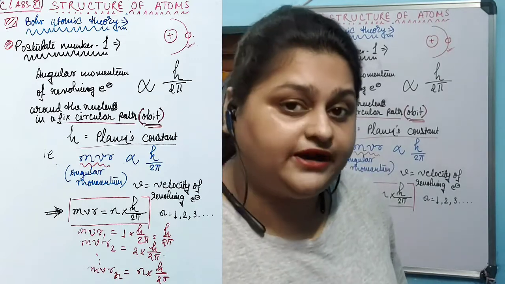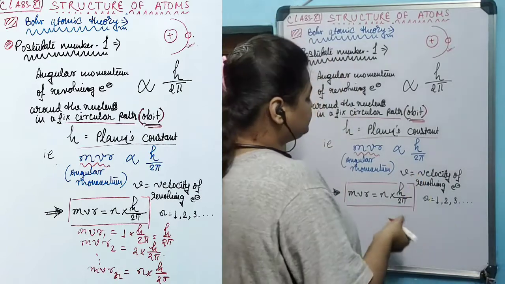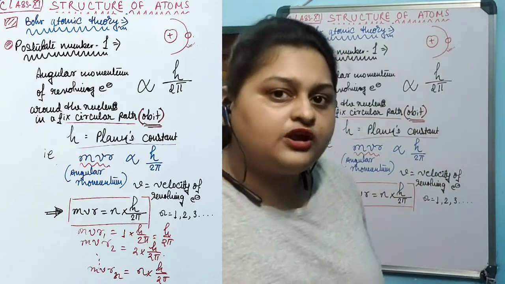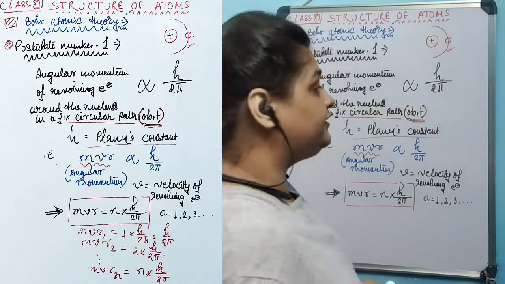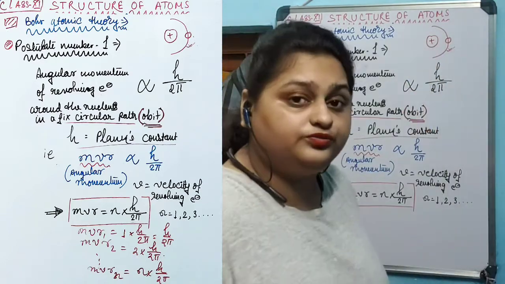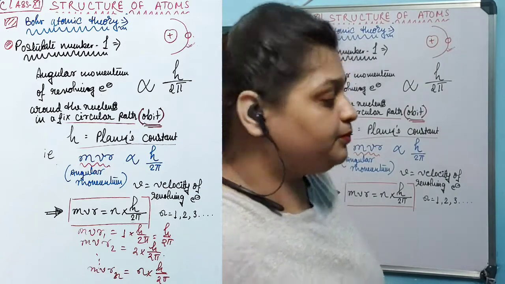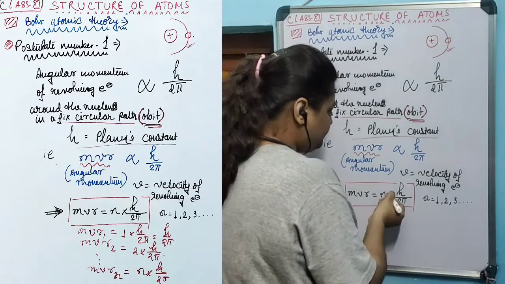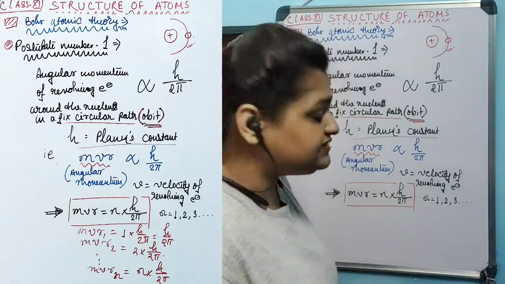It is a quantized number. Bohr is saying that during the revolution, the angular momentum created due to the electron's revolution is directly proportional to h by 2 pi, or mvr equals n multiplied by h by 2 pi, where n is an integer value.